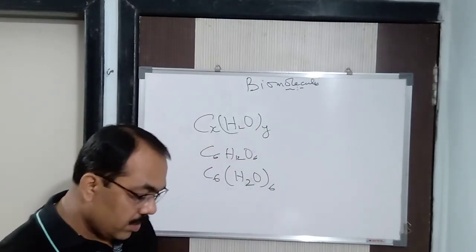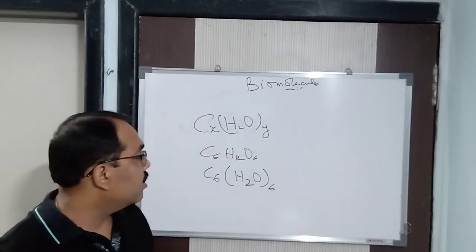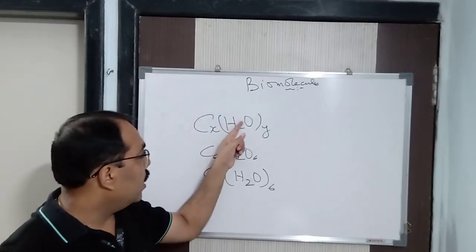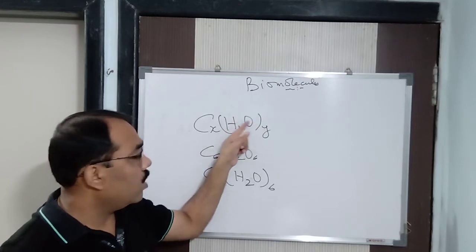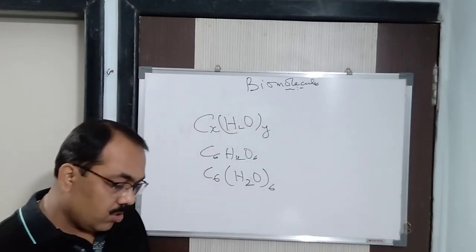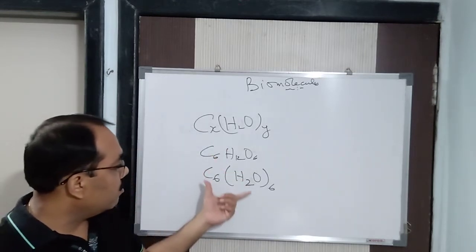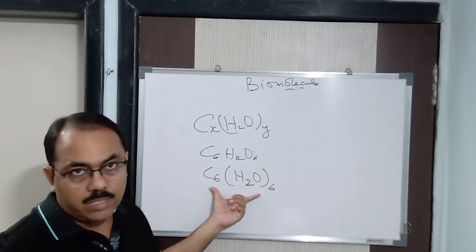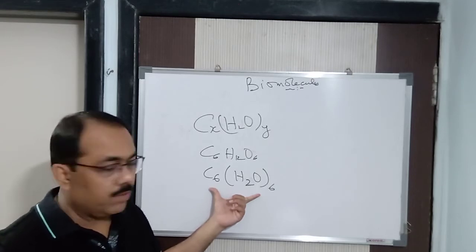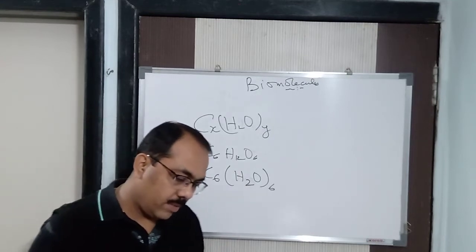In carbohydrates, hydrogen and oxygen are present in the ratio 2:1, just like water. For that reason, I wrote this formula. So C6H12O6 can be written in this way also. This is just an example I've given you to explain the nature of carbohydrates.